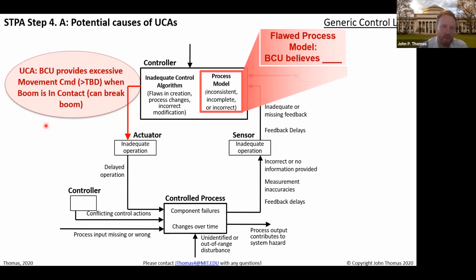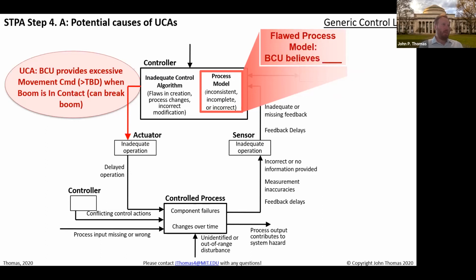Let's get to the last step to identify scenarios. Here's the loop. So we've got an unsafe control action. Can this actually happen in my system? Well, this is an unsafe control action you identified. BCU provides excessive movement command when we're in contact. Why is that bad? Because we can snap the boom right off when we're in contact with the other receiving aircraft. All right, let's see if we can put together a scenario.